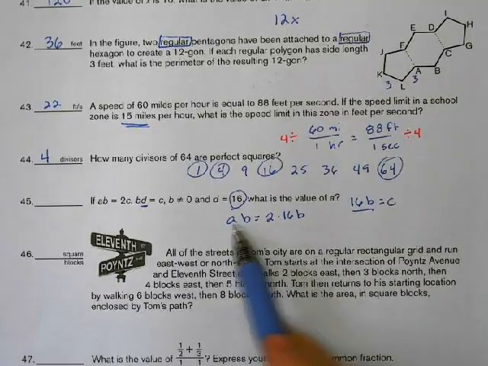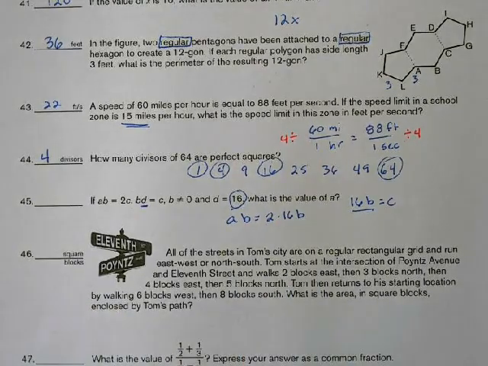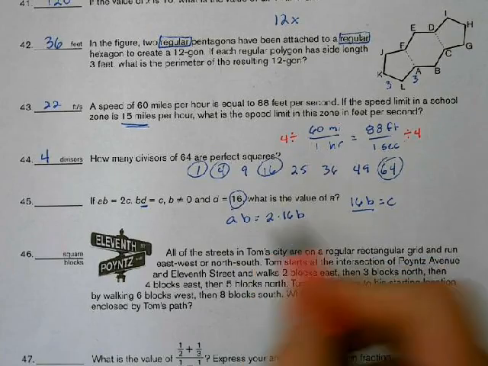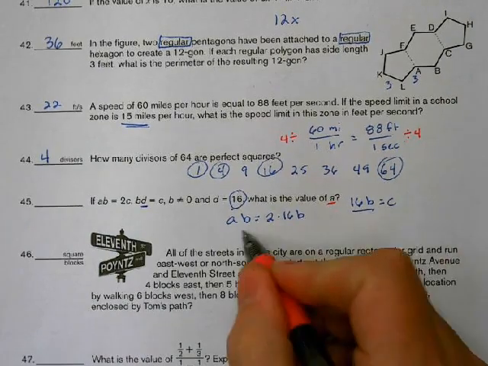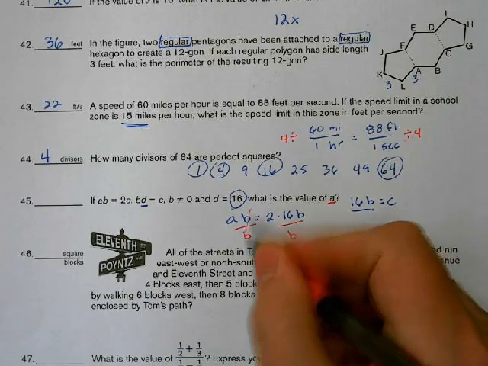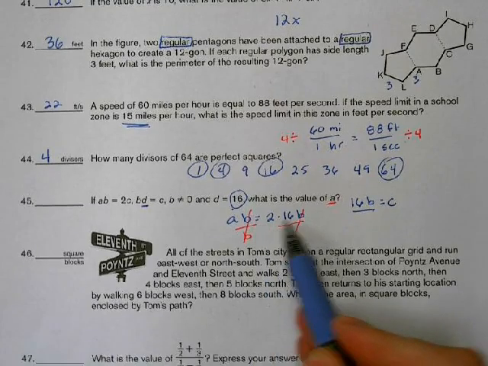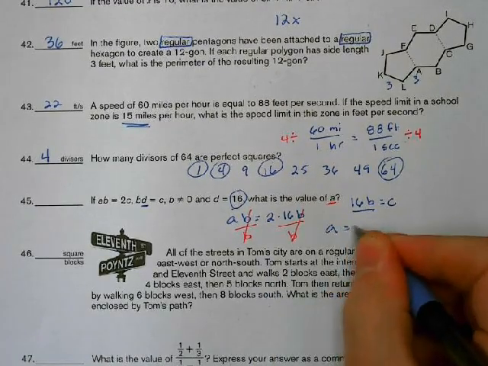Okay, I notice that I have B on both sides and everything's a factor, everything's being multiplied, so I want to get rid of those B's because I want to find A. So I'll just divide both sides by B. The B's reduce. And now we're left with A equals 2 times 16. A is 32.